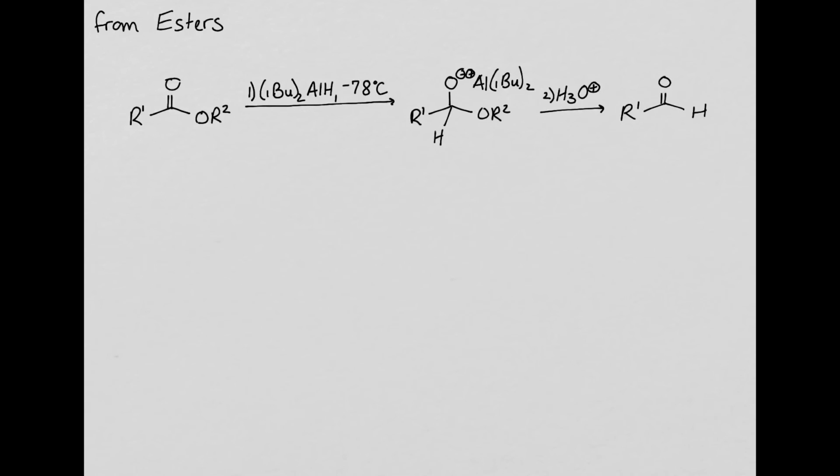Finally, we can produce aldehydes from acid chlorides. Again, reduction of an acid chloride with lithium aluminum hydride produces the primary alcohol. We need a less reactive reducing agent in order to stop after the addition of one equivalent of hydride ion. Because acid chlorides are the most reactive carboxylic acid derivative, we need something even less reactive than the diisobutyl aluminum hydride. What we use in its place is lithium tri-tert-butoxy-aluminum hydride.